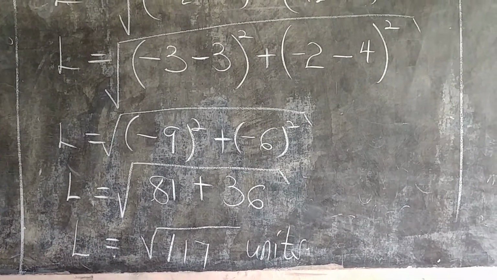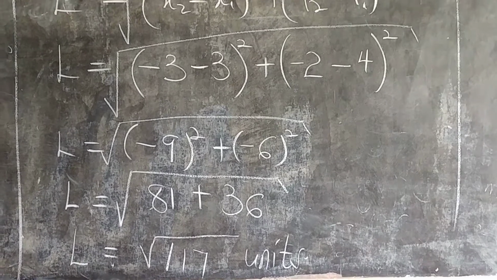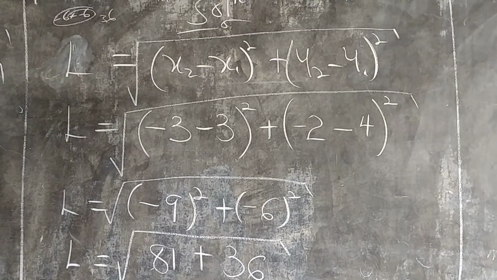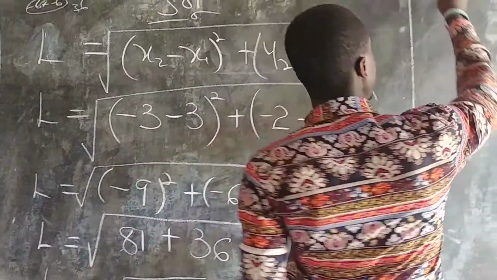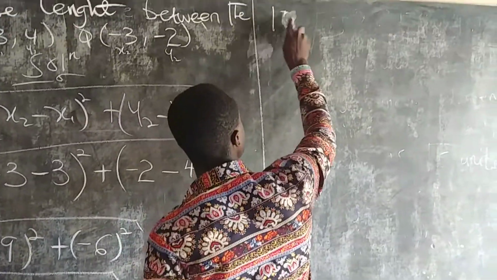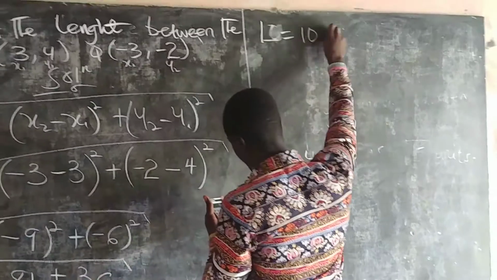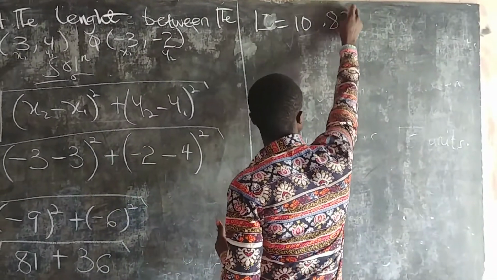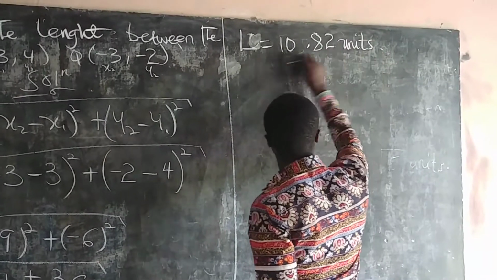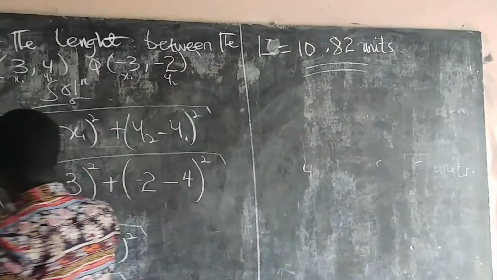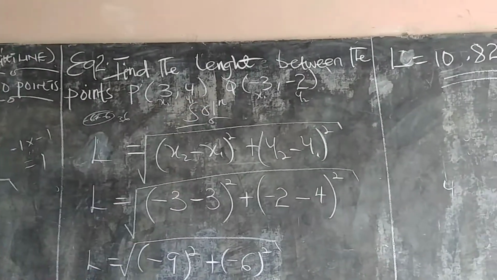If you want to change this into decimal, root of 117 will give you 10.82 units. So that is the distance, the length between the points P and Q. Good.